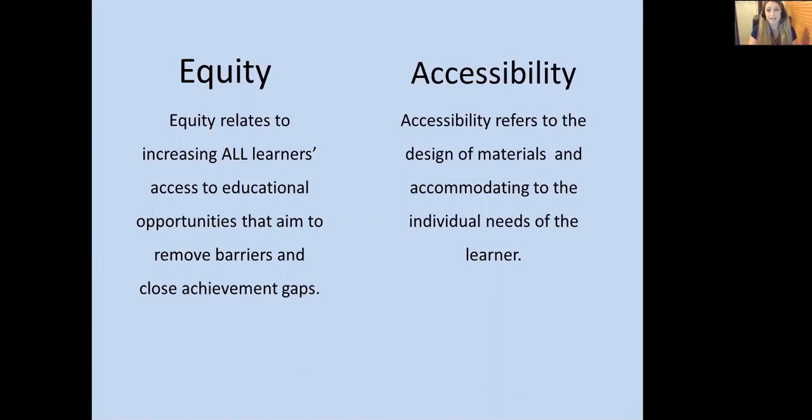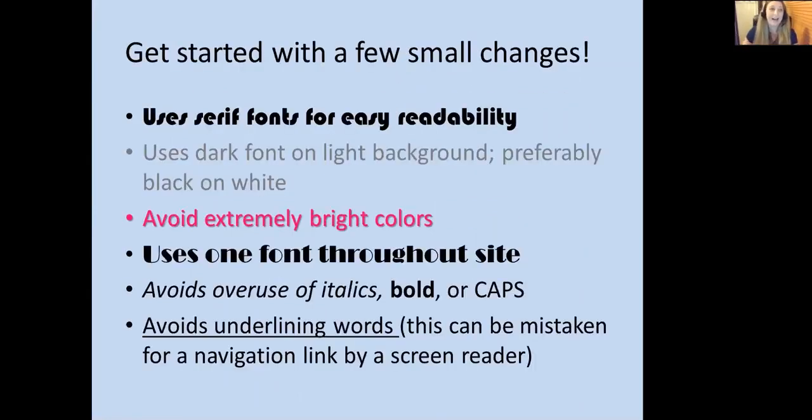Accessibility now refers to the design of the materials, and that's something that we have a little bit more control over, and how it accommodates the individual needs of the learner. I've created this slide just to demonstrate what not to do. You want to use serif fonts, or fonts that are very clear, not in cursive, not funky and decorative. You want to use dark fonts on light backgrounds, preferably black and white, and avoid extremely bright colors, flashing images, and so forth.